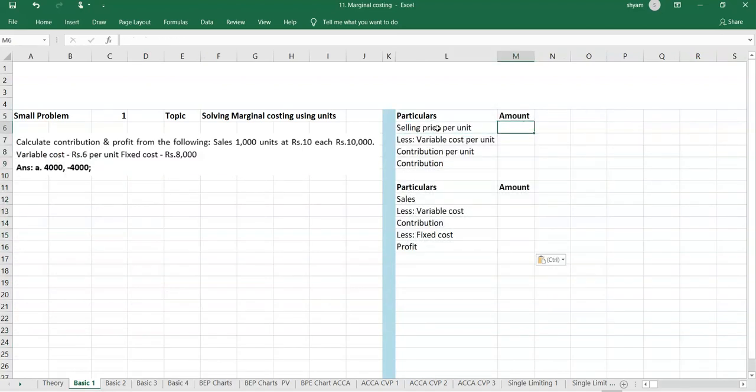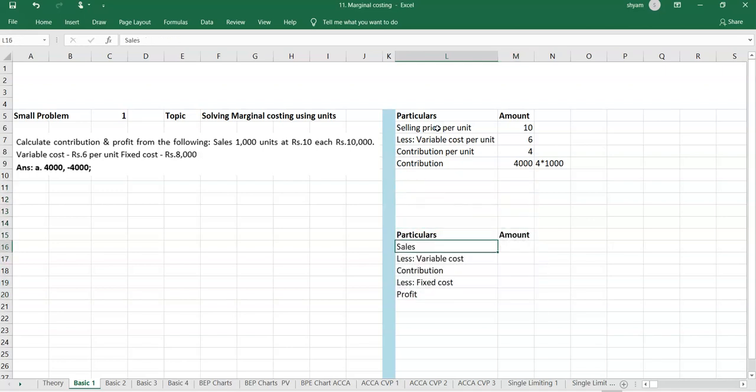So first we'll get it from selling price. Selling price per unit is 10. Variable cost is 6. So contribution per unit is going to be 4, and we can find out the total contribution. How do we find out total contribution? Multiply 4 rupees per unit into 1000 units, you will get the contribution. From there on you can deduct these elements. You can deduct fixed cost and get the profit.